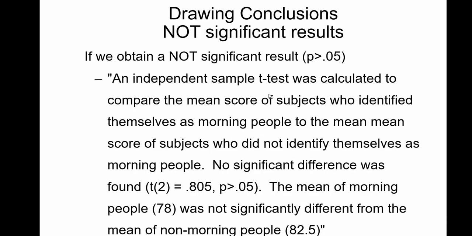An independent samples t-test was calculated to compare the mean score of subjects who identified themselves as morning people, whoops, typo, to the mean score of subjects who did not identify themselves as morning people. No significant difference was found. Here's your shorthand, t(2) = 0.805, p is greater than 0.05. The mean of morning people was not significantly different from the mean of non-morning people. What do I see here? This degrees of freedom is really, really low. They did not have a lot of people in their sample, so that's probably why their results were not significant. Up next, I will talk about t-test for dependent samples.